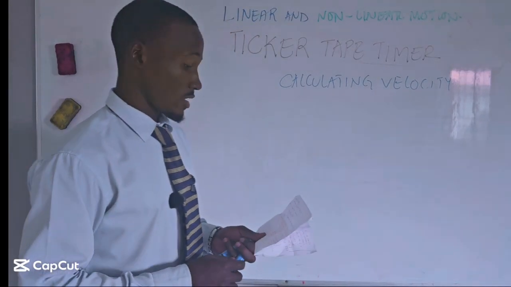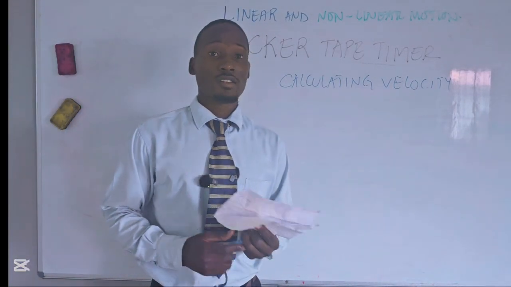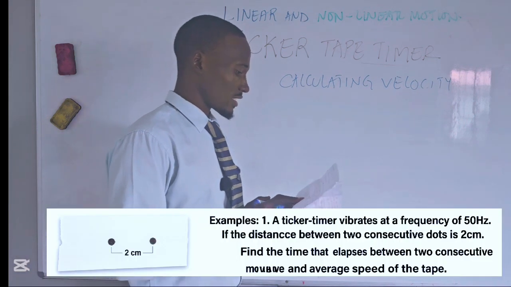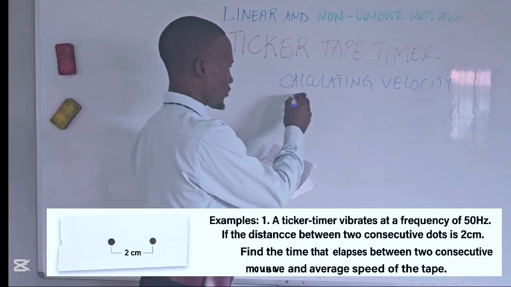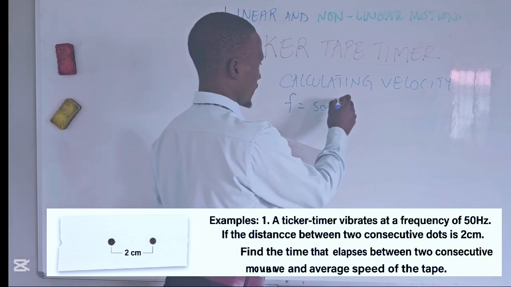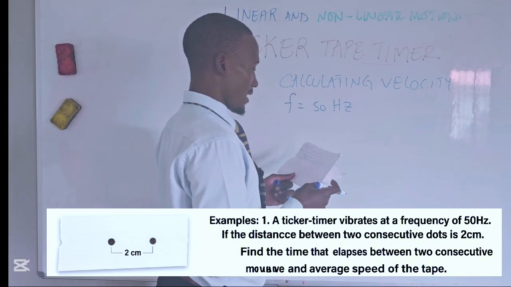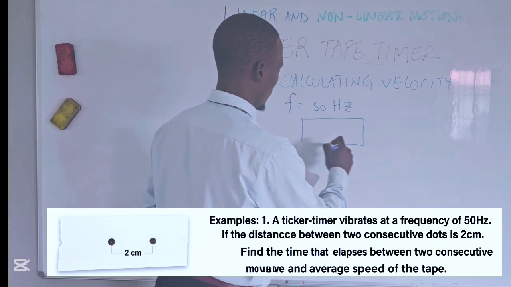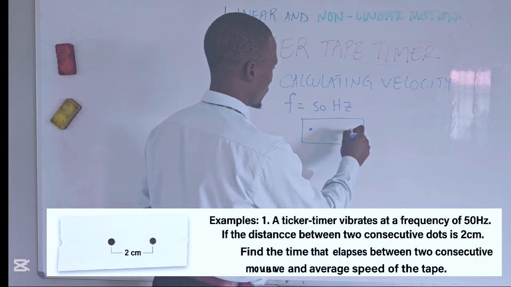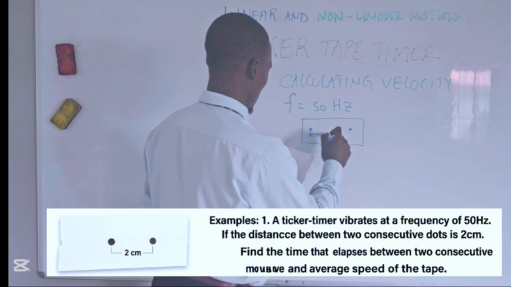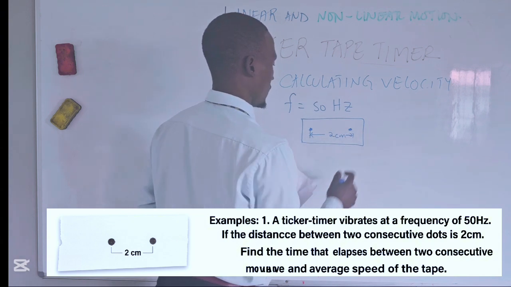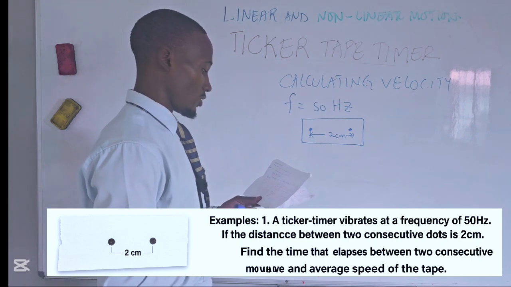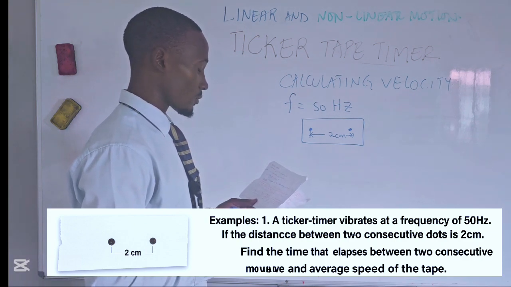Welcome back. We are still under calculating velocity. Let's look at some examples. So in that question there, they are telling you that a ticker timer vibrates at a frequency of 50 Hz, and the distance between two consecutive dots, if these are two consecutive dots, the distance in between them is 2 centimeters. So what they have given us is the distance between two consecutive dots.